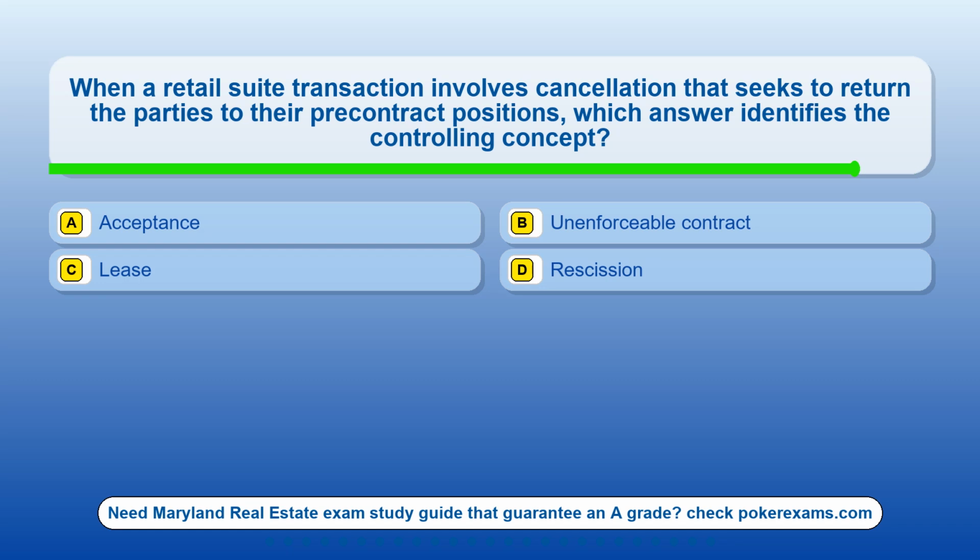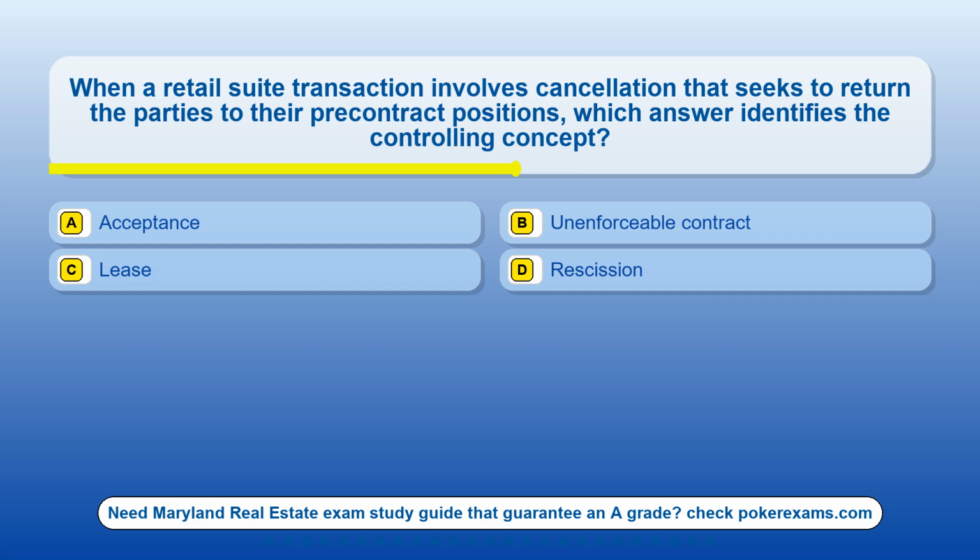Question 9. When a retail suite transaction involves cancellation that seeks to return the parties to their pre-contract positions, which answer identifies the controlling concept? Option A, acceptance. Option B, unenforceable contract. Option C, lease. Option D, rescission.